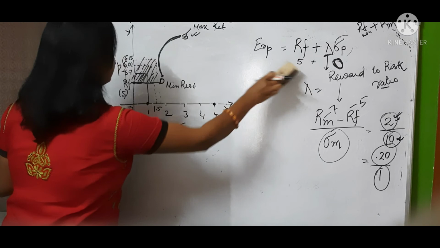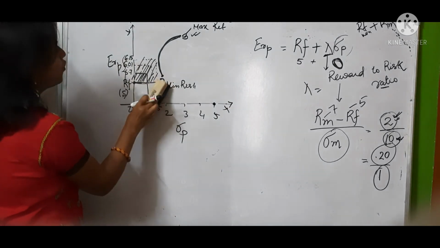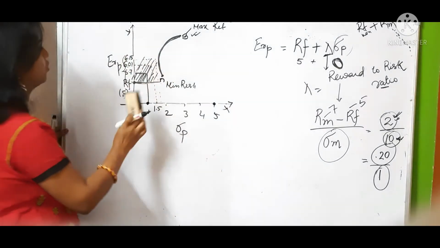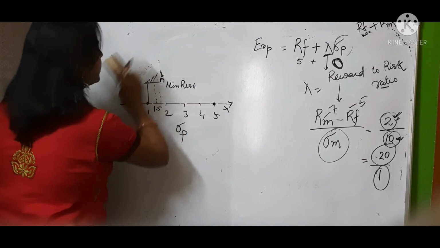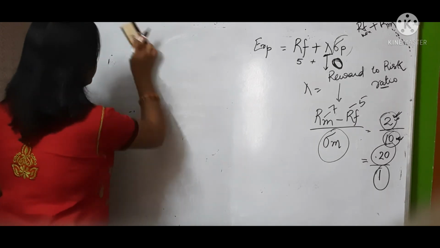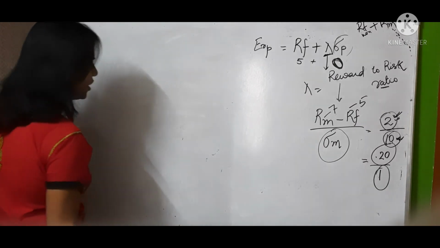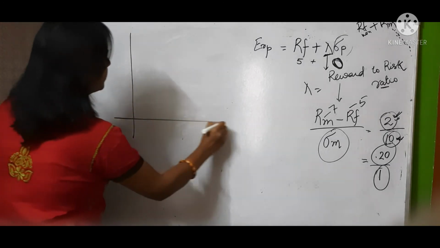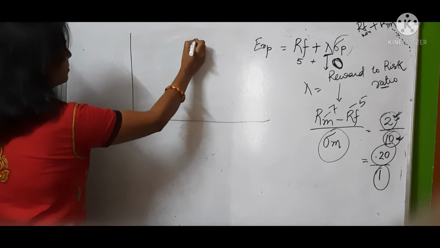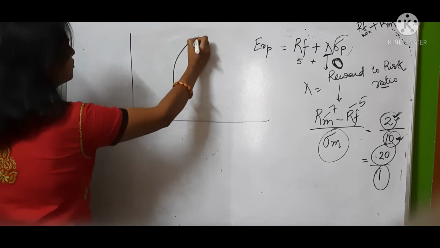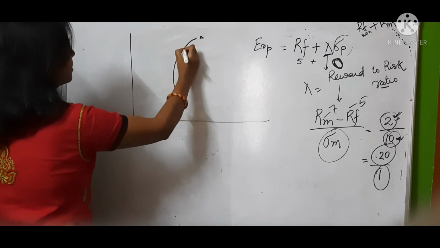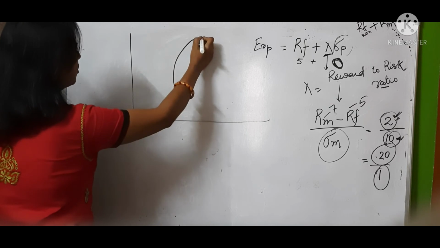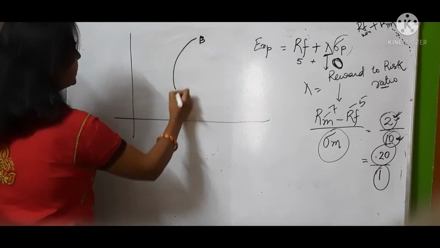This part remains the same because 5 is guaranteed, over and above you get something extra also. Now if I have to simplify this, we are almost coming to the end of the discussion. Suppose this is my efficient frontier, it starts from point B and ends at D.